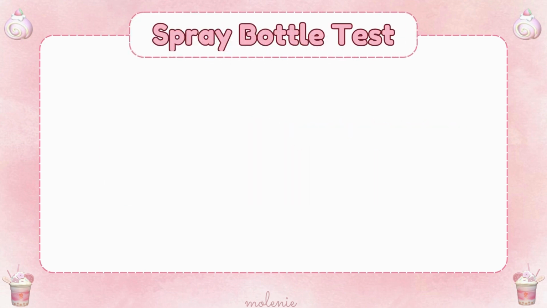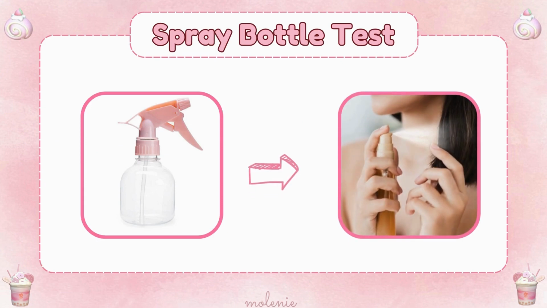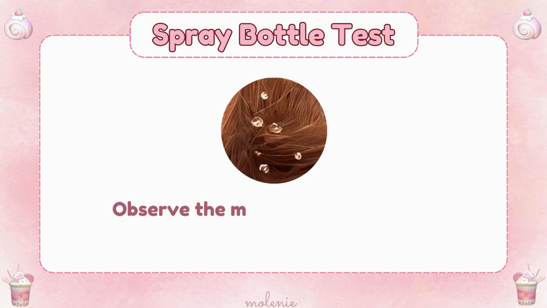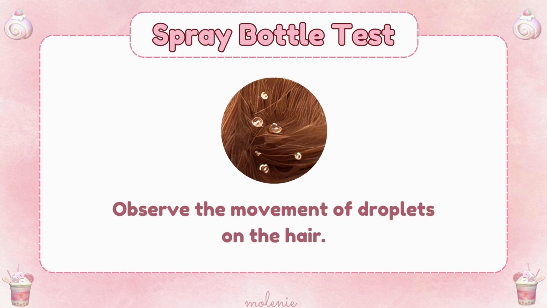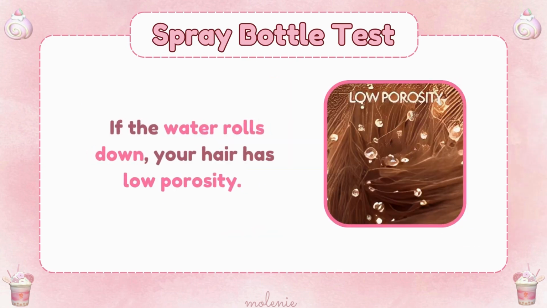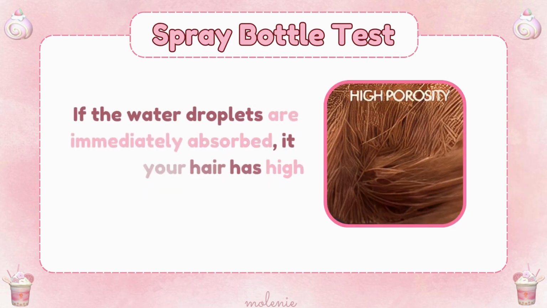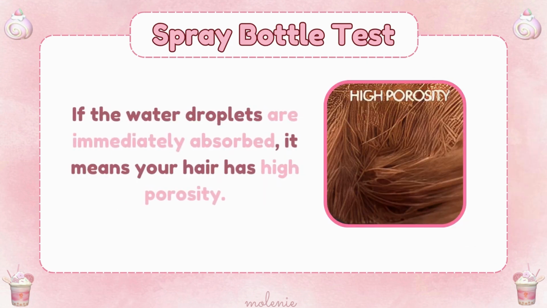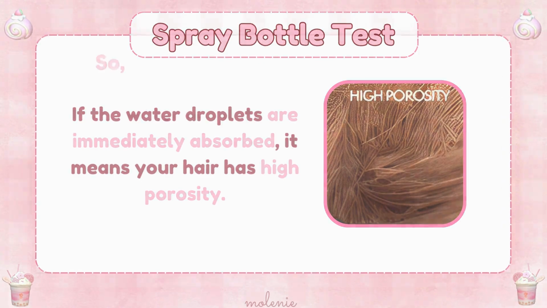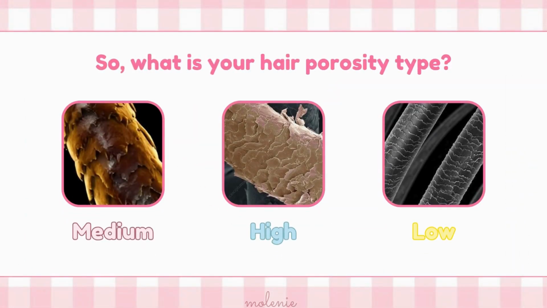2. Spray bottle test. In this test, all you have to do is spray some water on the ends of your hair. Observe the movement of droplets on the hair. If the water rolls down, your hair has low porosity. If a few water droplets remain on the hair shaft, it means your hair has medium porosity. If the water droplets are immediately absorbed, it means your hair has high porosity. So, what is your hair porosity type?